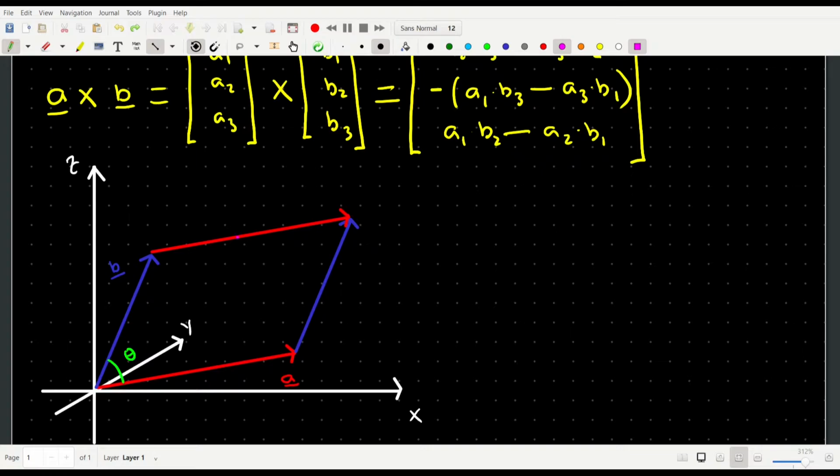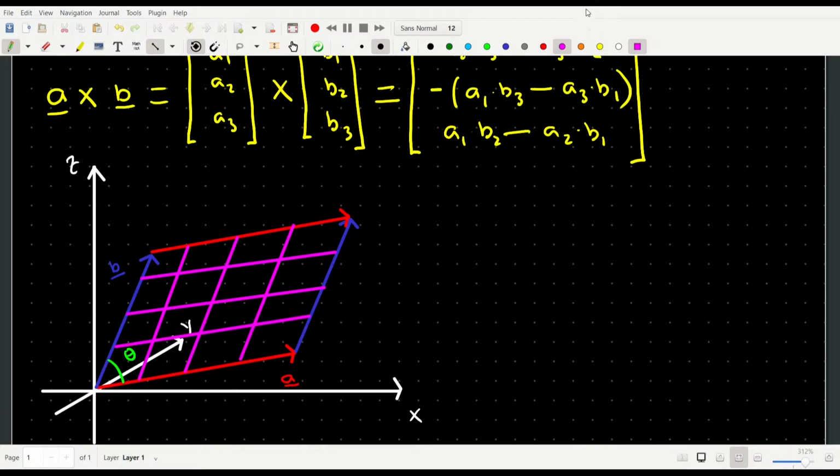The first thing that I want you to note is that this parallelogram is lying directly on a plane that's essentially determined by these two vectors A and B. This plane has some normal vector. I'll call the normal vector n hat.